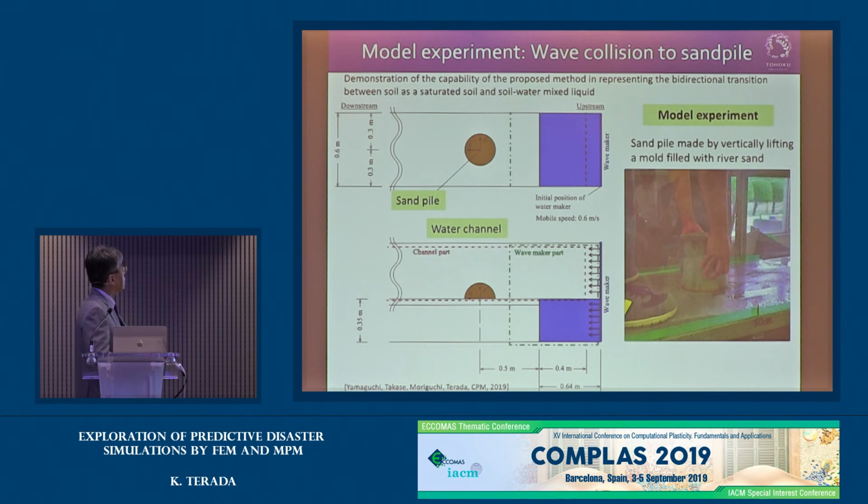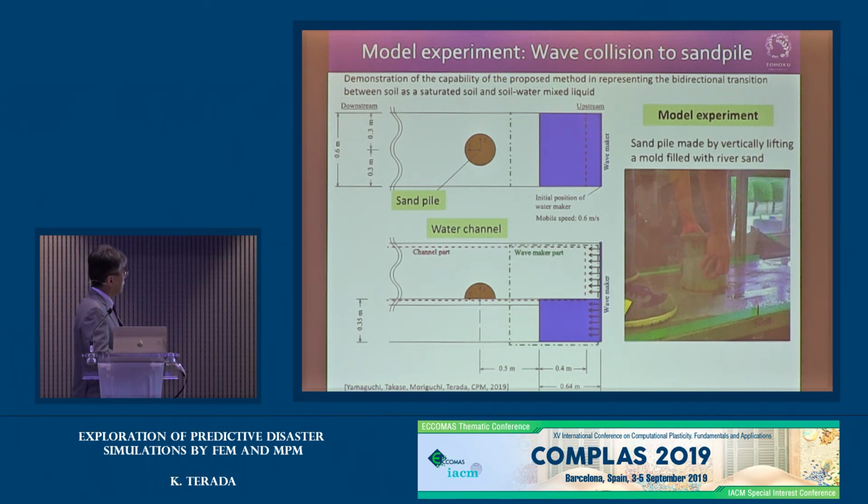So let's demonstrate the capability of the proposed method in representing the bidirectional transition between soil and soil-water mixed liquid. Here is the water channel. For that purpose, we conducted experiments.